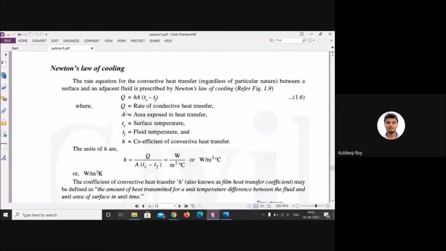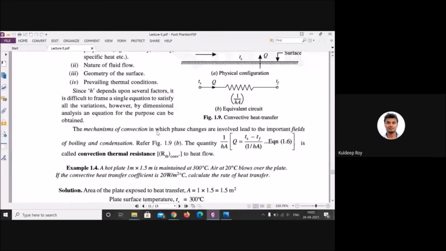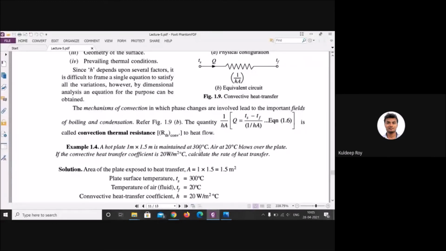Q equals hA(Ts minus Tf). Apply this formula. h you already know, and the temperature difference between the surface and the fluid you already know. The fluid could be air, or any kind of thing which is blowing or flowing in the direction of motion. Now subtract all these things and just tell me the answer. How much will your heat transfer be?